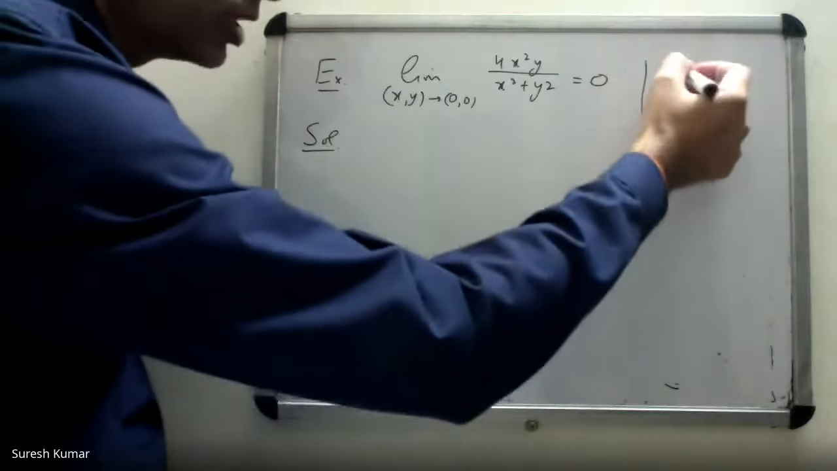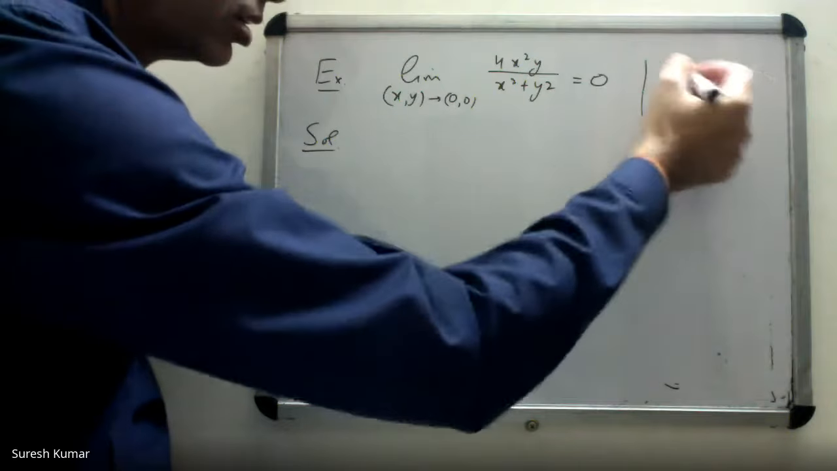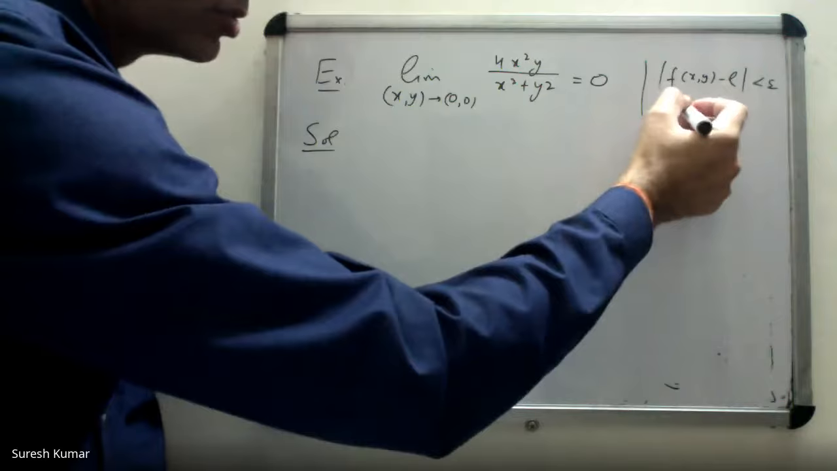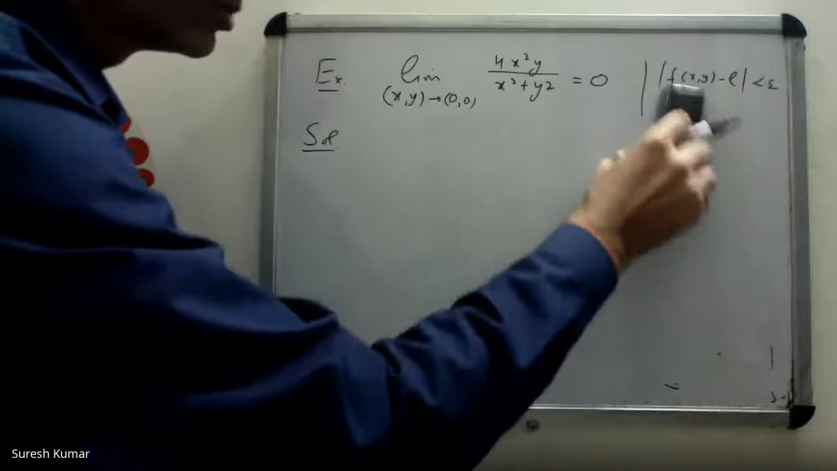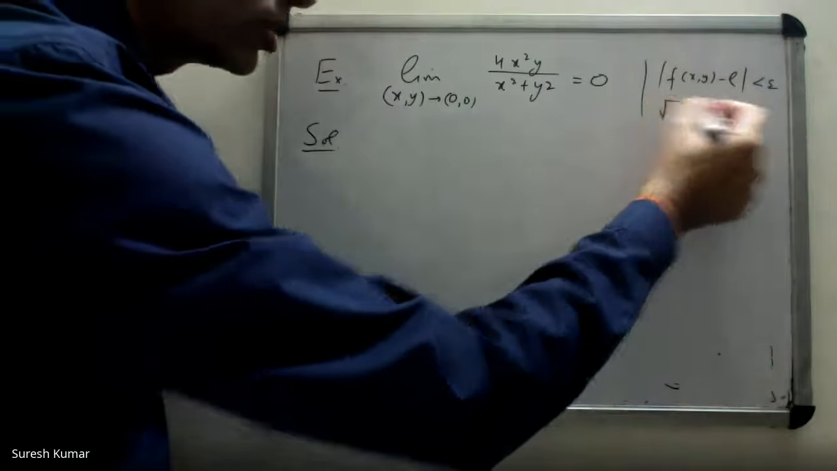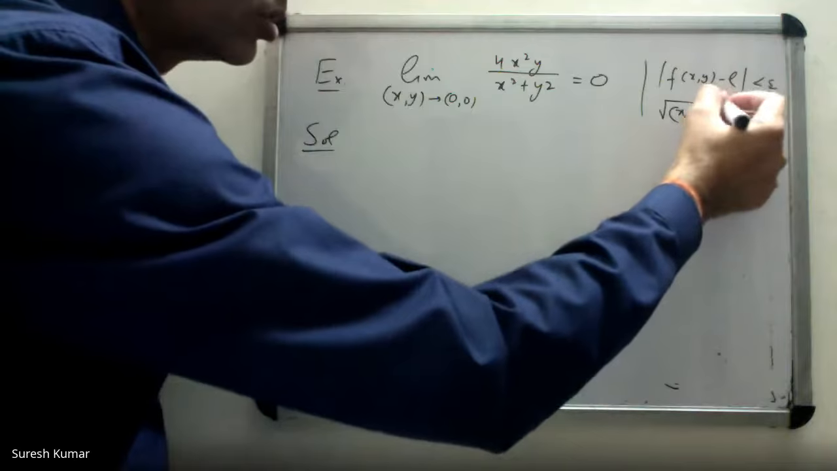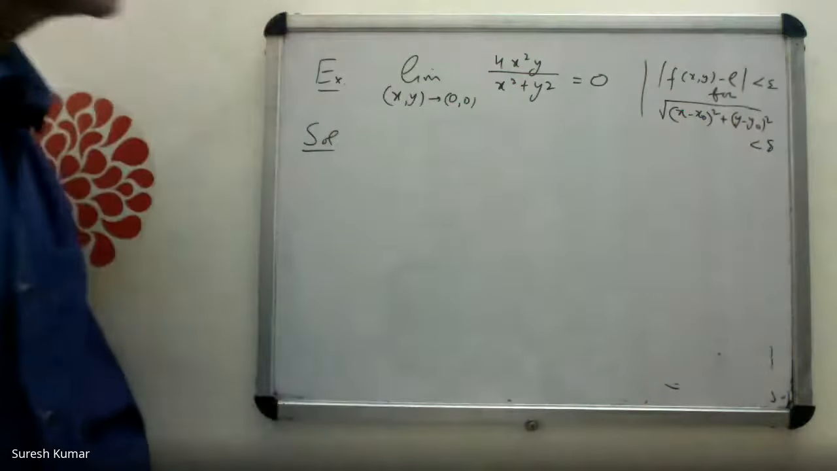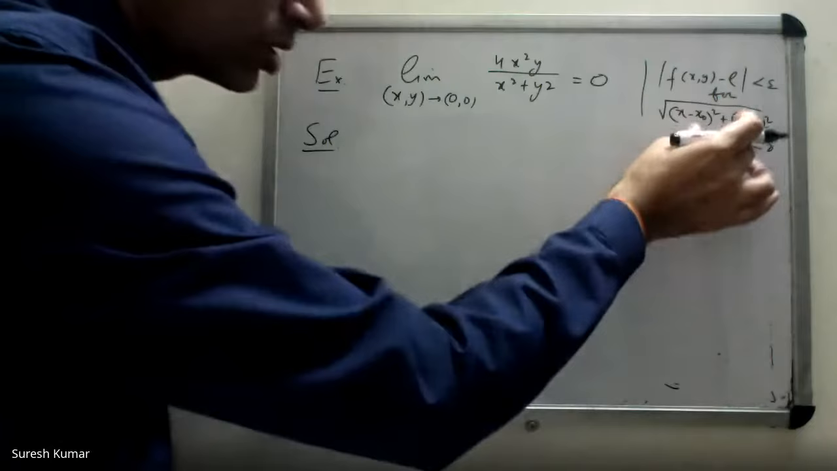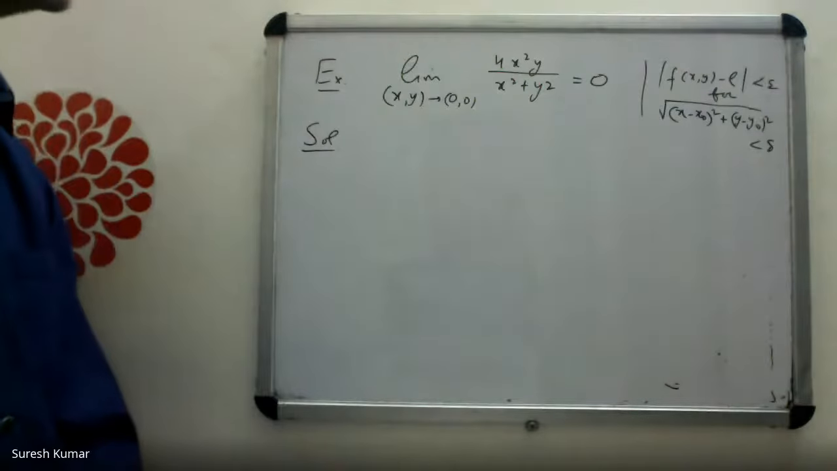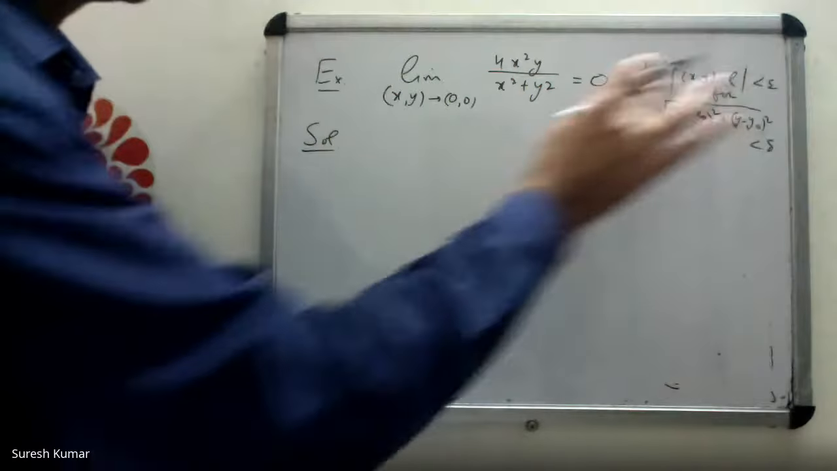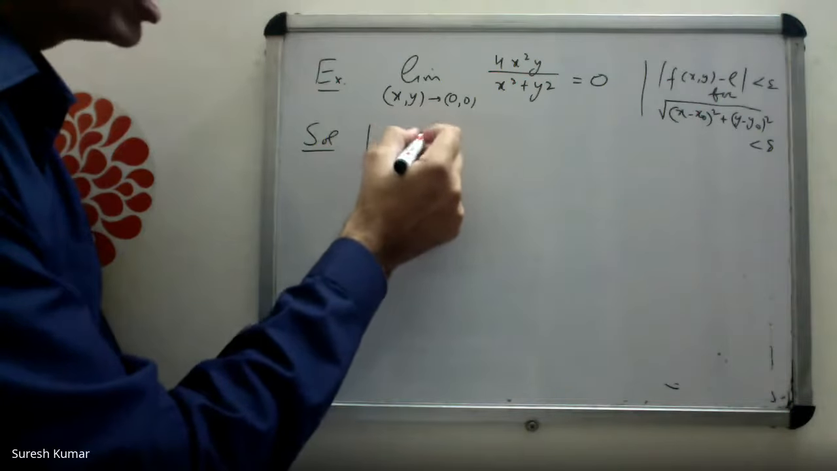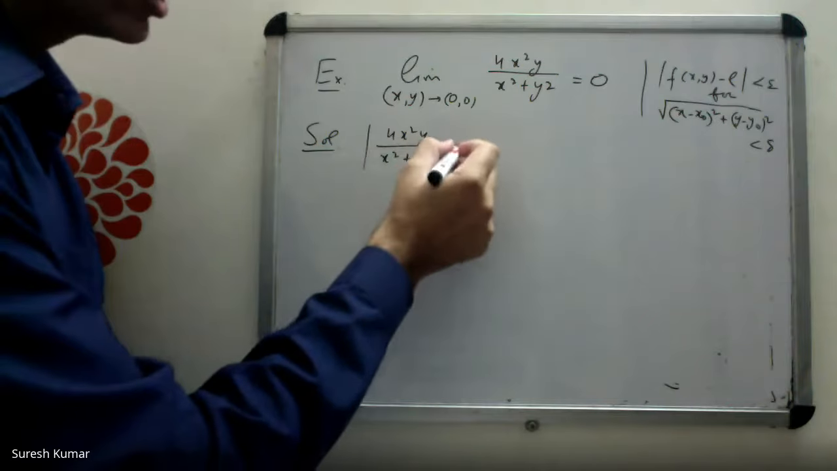Using epsilon delta. In epsilon delta, what do you need to start with? You have to prove that this is less than epsilon in some neighborhood of the point. Let me choose a square neighborhood, or a circular neighborhood. Given epsilon positive, there exists some delta positive such that for all (x,y) in this neighborhood, |f(x,y) minus L| is less than epsilon. You know that definition. So we have to establish such a condition to prove this limit is 0. Here f(x,y) is 4x²y over x² plus y², minus L, and L is 0 here.